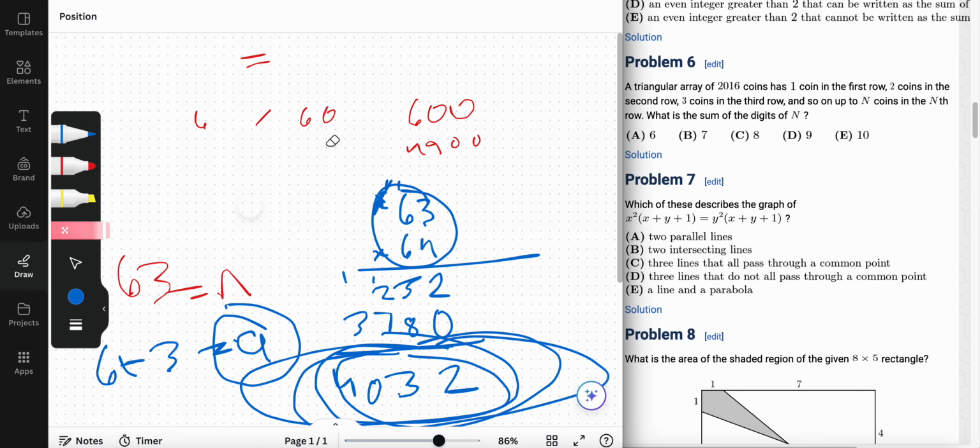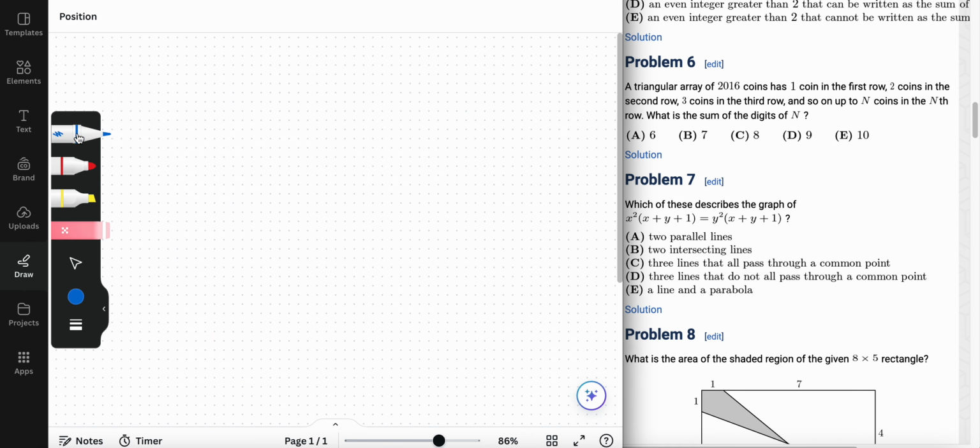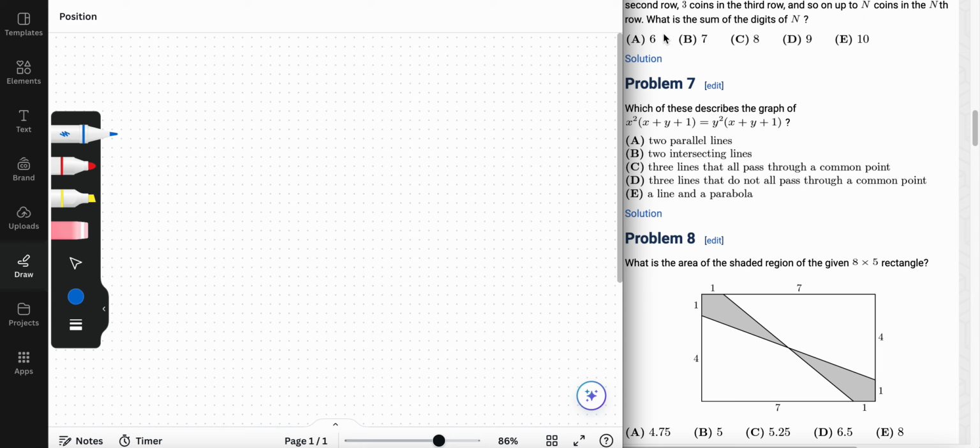Okay, problem 7. Problem 7 states: which of these describes the graph of x squared times x plus y plus 1 is equal to y squared times x plus y plus 1? Okay, can I just divide by x plus y plus 1? Yeah, I think I can do that. So I get that x is equal to plus or minus y, right?